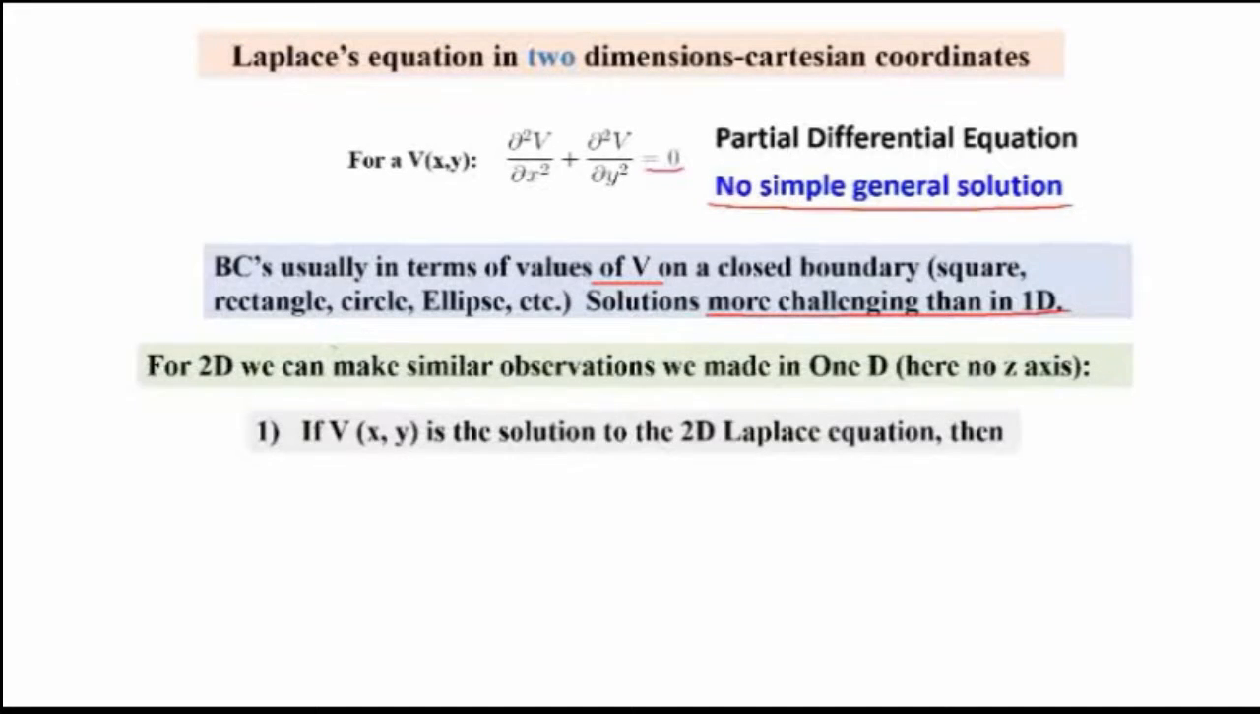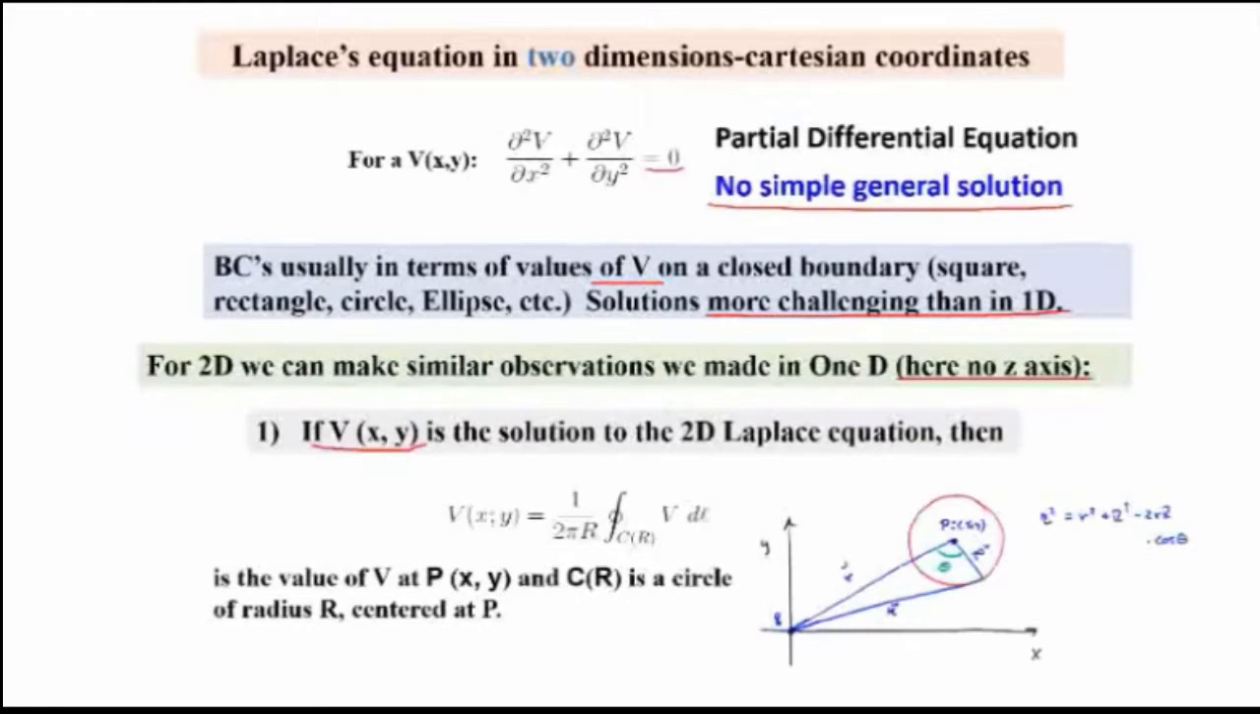For 2 dimensions, we can make similar observations that we did for 1 dimension. So remember, here we have no z-axis. But we have a V, x, and y, and it's the solution to the 2-dimensional Laplace's equation. We can use the fact that averaging over some line integral, we'll be able to find the potential at the center of that region. So if we take a circle of radius capital R and integrate the potential around that circle, we will get the value of the potential right in the center of that circle.